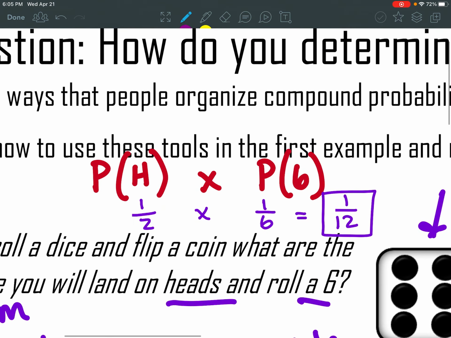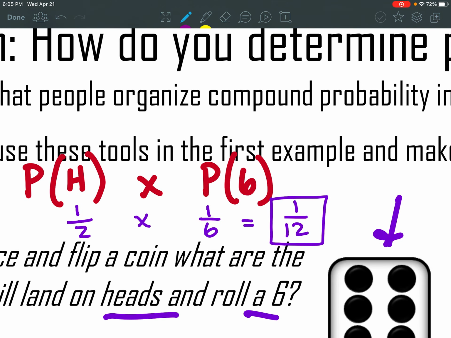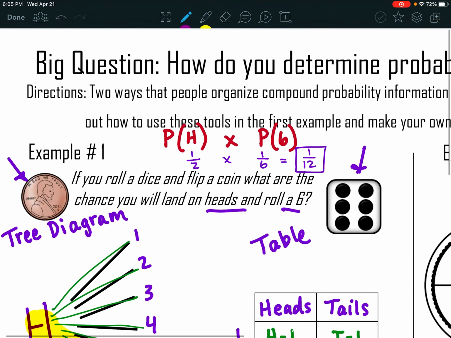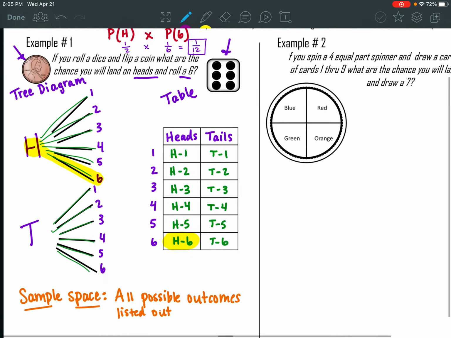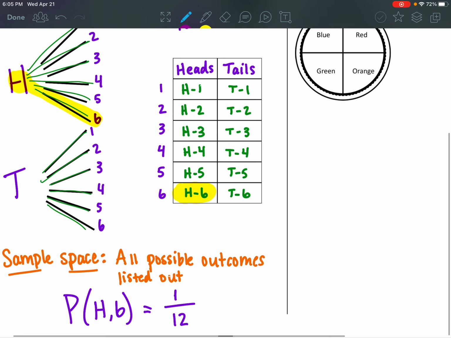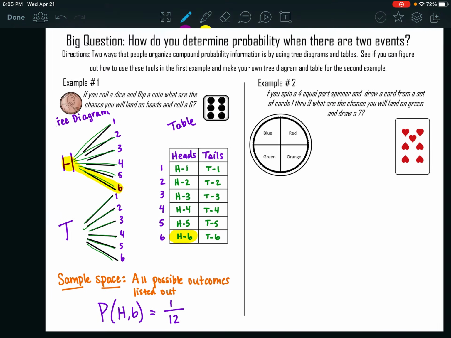Now, using that method, we don't actually see what the possible outcomes are. So that's what's important about the sample space. But if we don't need to know every single possible outcome, you could just use this method here: probability of the heads times probability of rolling the 6, and you get the same outcome either way. The probability of that is 1 out of 12.